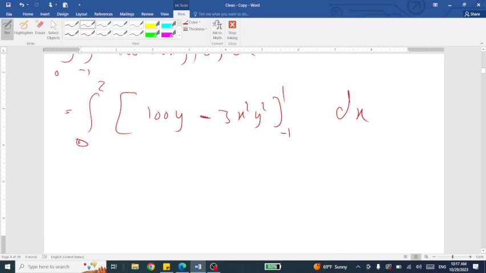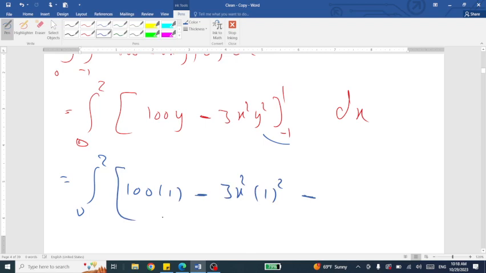How do we substitute again? How do we substitute this value? Of course, this value is what? X value or Y value? Y value. So I'm going to put in place of each y: I get 100 times 1 minus 3x squared times 1, minus 100 times -1 minus 3x squared times 1 squared, dx. Am I right?